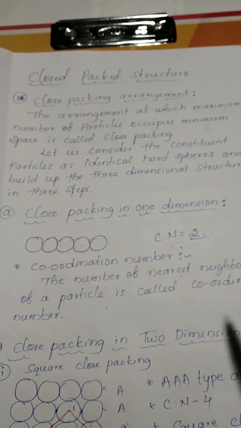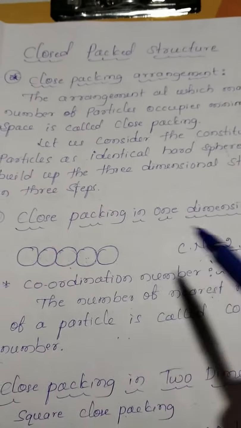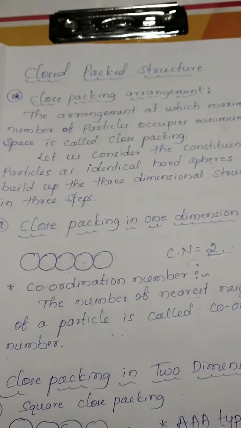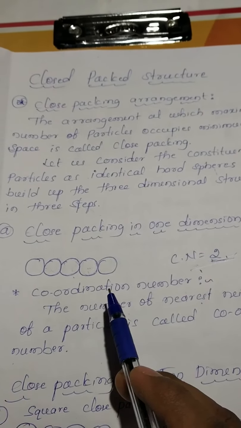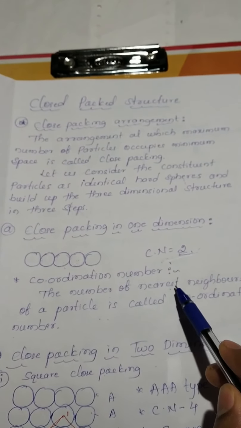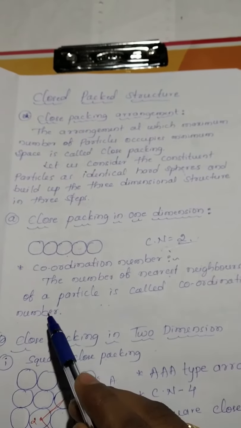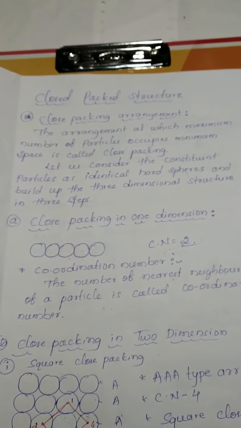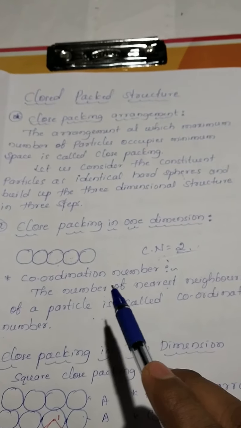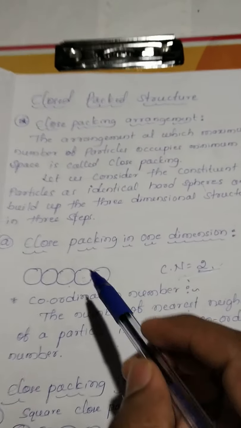Here the coordination number is 2. Coordination number means the number of nearest neighbors of a particle. Once again, the number of nearest neighbors of a particle is called the coordination number.